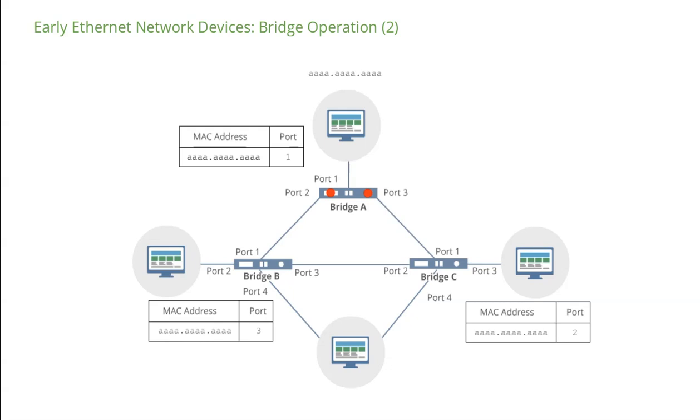Bridge A receives data on port 3 and port 2. If it received the data on port 3 first, it will update its MAC address table to show that port, and again flood the data out all other ports. And then bridge A will update its MAC address table again to show that data arrived on port 2, and again flood the data out all the other ports.